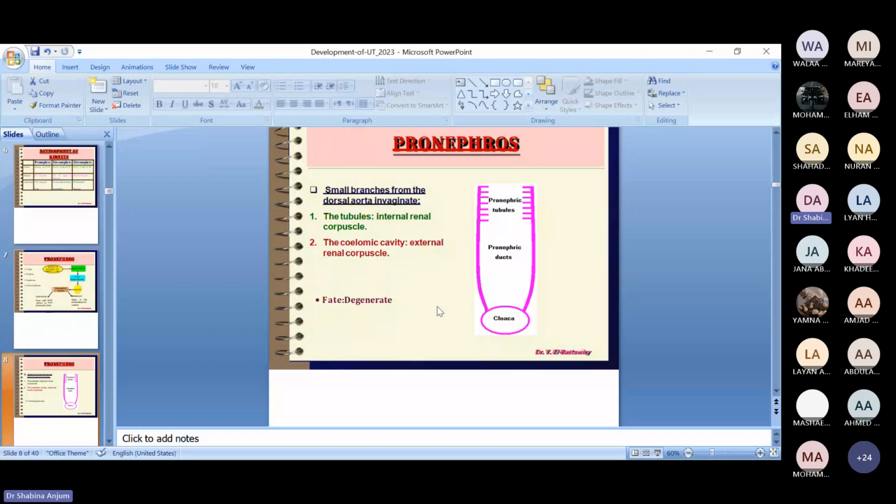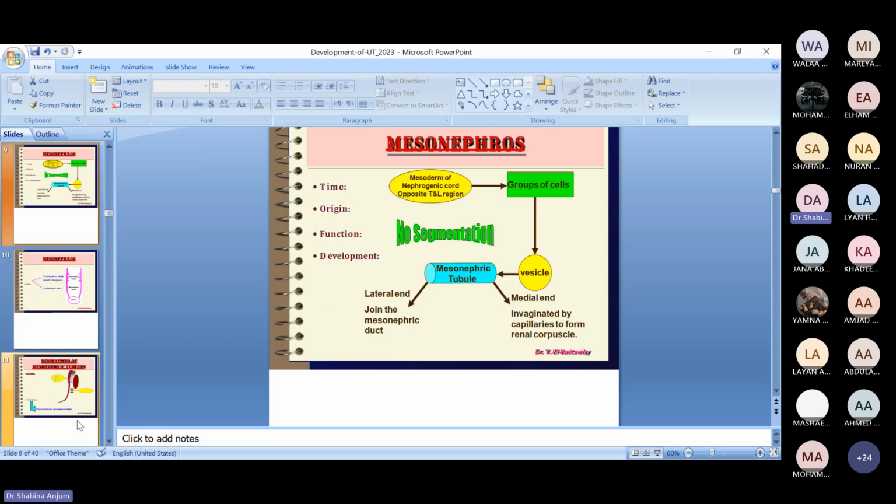So what will happen to its fate? It will degenerate. Okay, the coelomic cavity, the external renal corpuscles, and the tubules will form the internal renal corpuscles. It is the kidney which is present in the fish, and in human beings or in other animals, it will be degenerated. So now, as soon as it disappears or degenerates, the mesonephros will appear in the thoracic and upper lumbar region. Okay, there is also a group of cells.